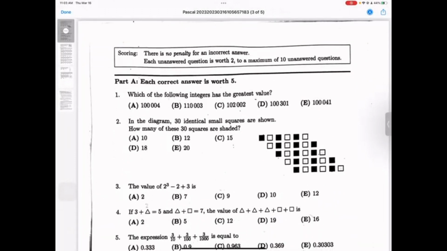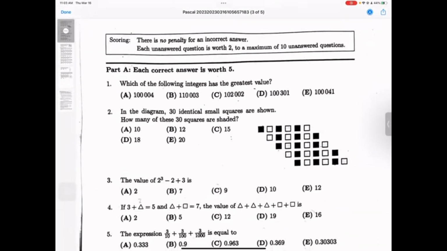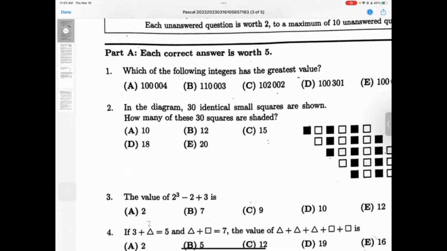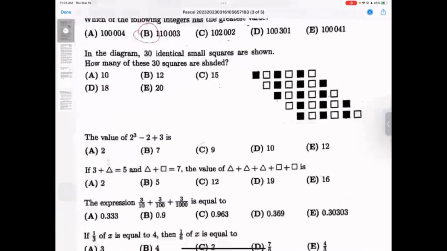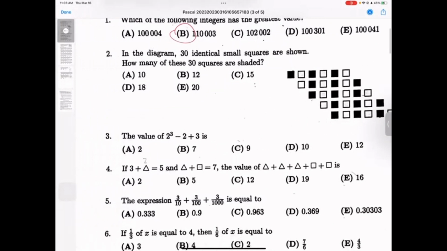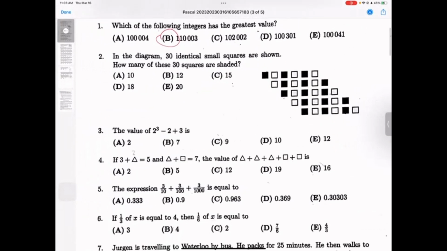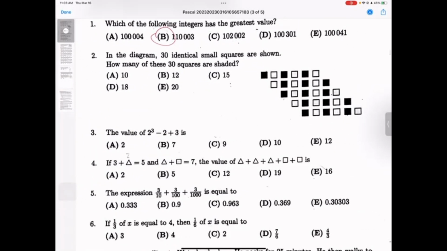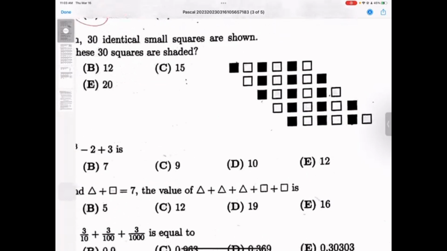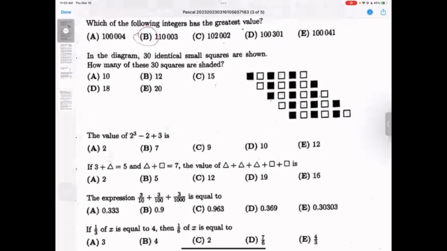Okay, so for question 1, we basically just need to compare the numbers, and after comparison, you'll find out that the correct answer is B. And question 2, so what I did is basically counting. It is asking how many of these 30 squares are shaded. So we basically just count all of those shaded squares.